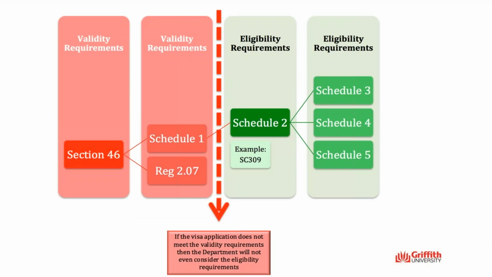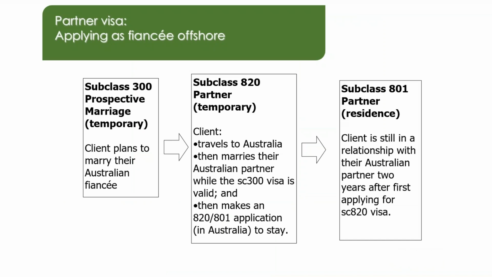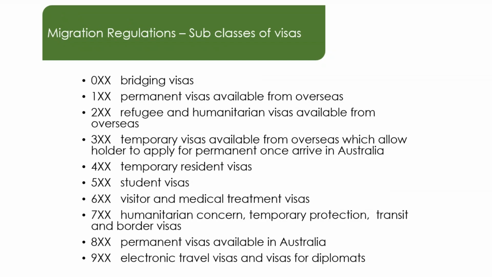This is a slide that was given by Griffith University, who run the graduate diploma on migration law and practice. It looks at the Section 46 validity requirements, then Schedule 1. If the visa applicant doesn't meet the validity requirements, the department won't even consider the eligibility requirements in Schedule 2. An example is an offshore fiancé visa: you apply for a subclass 300, then you get an onshore temporary partner visa, and 2 years afterwards you get a permanent visa. If the relationship breaks down during that time because of domestic or family violence, there are provisions within the Act that can help a person get permanent residence even though they haven't done that 2 year period.